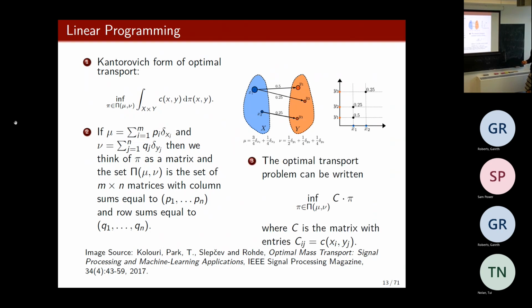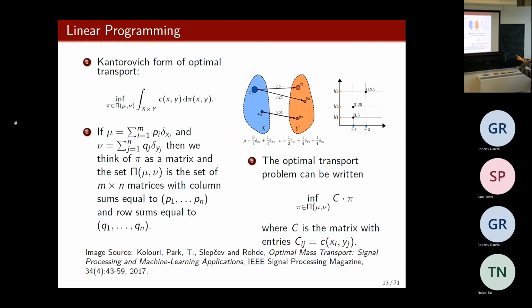What I end up with is this problem here, where this is a linear problem, right? This is just a sum over all ij, cij times pi ij, so a linear function, and then this is a convex set. So this is a linear program. So pi here is a matrix.